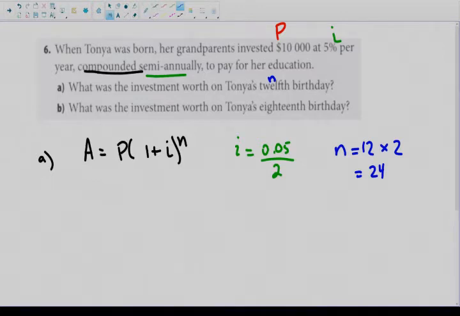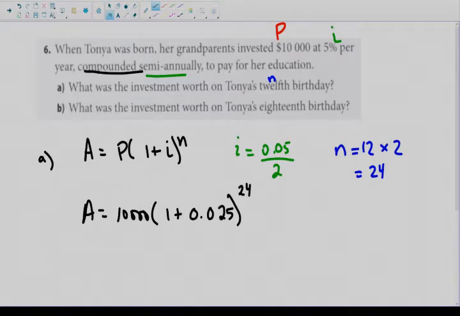So I'm not going to keep using color here. Let's just plug the numbers into the equation. P is 10,000. 1 plus I, now 0.05 divided by 2 is going to be... Let me calculate that off to the side. I actually struggle sometimes with those calculations. I never remember how many zeros are going to be after the decimal. So 0.05 divided by 2 is 0.025, to the power of 24.